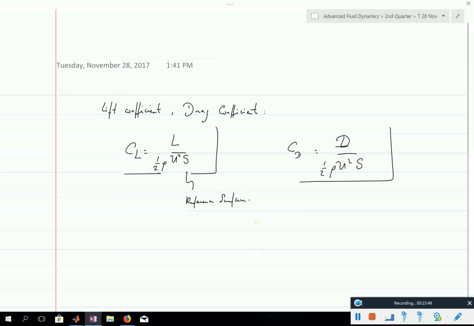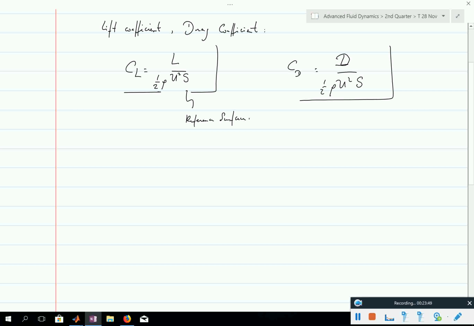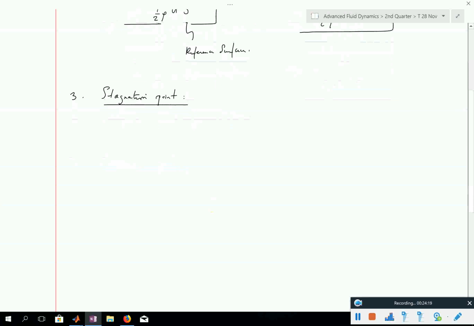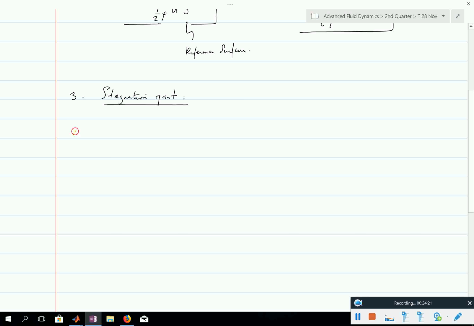Okay, so the last thing we'll discuss are the stagnation points and what happens to them, because that would also help you maybe to understand how lift is generated. Stagnation point and flow visualization. Why flow visualization? No, just stagnation point. So we're still looking at the flow around the cylinder, and so we'll discuss the stagnation points.